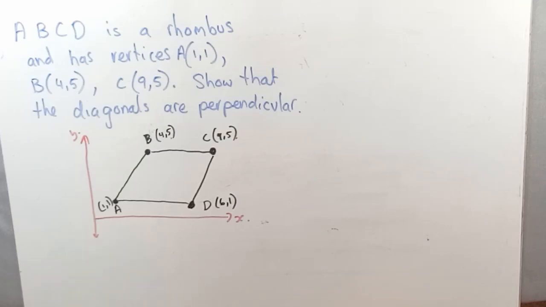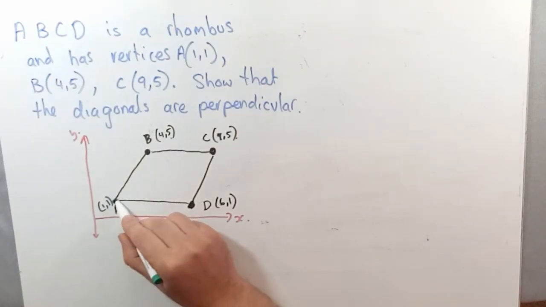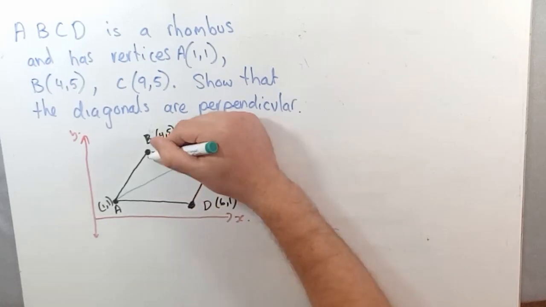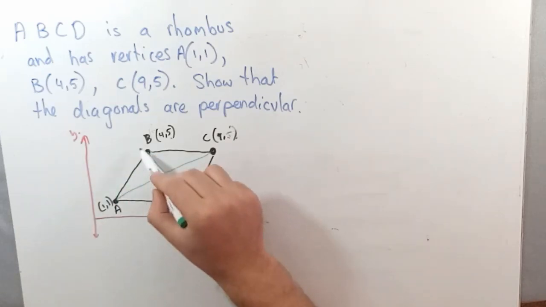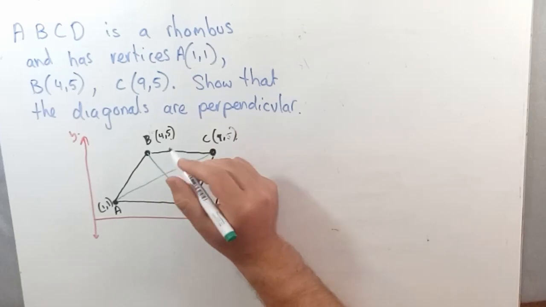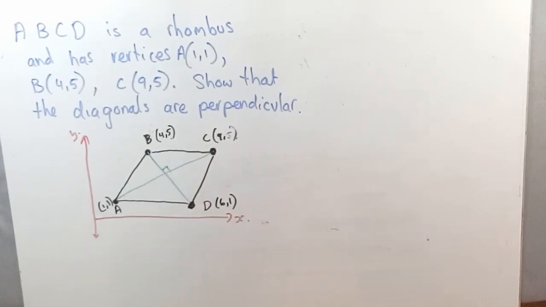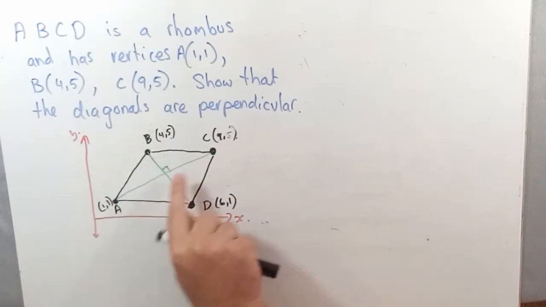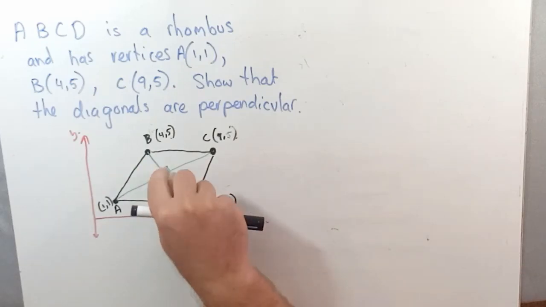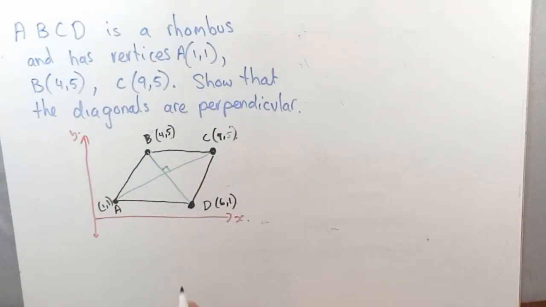So the diagonals. What are the diagonals? Okay, so the diagonals are these ones, across the rhombus. Okay, so we want to show that these are perpendicular lines. Okay, so the key to this one is to find the gradient of these lines. If we find the gradient, then we can show that when you multiply them together, it equals -1. Okay, so let's find the gradient. So M1 will go A to C.